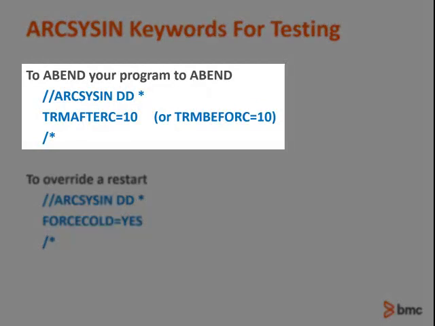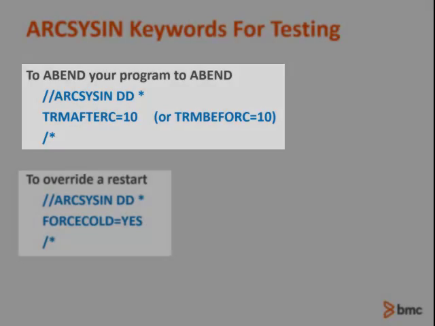This example can be inserted in the JCL of the step you are testing. The keyword TERM AFTER C=10 instructs ARC to issue a U1771 abend immediately after the 10th checkpoint has processed. As an alternative, you could specify TERM BEFORE C=10 and ARC will issue an abend just prior to a checkpoint being allowed to process.